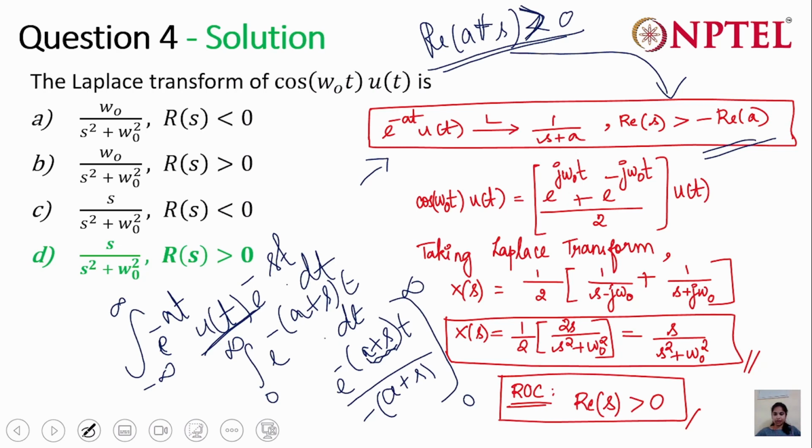Yeah, yes, ma'am. So now coming to this question, we have taken the Laplace transform 1 by s minus j omega naught plus, since you have a negative sign here, it will become 1 by s plus j omega naught. So finally, if you solve this, you're going to get s by s square plus omega naught square. And the ROC is real part of s greater than 0.